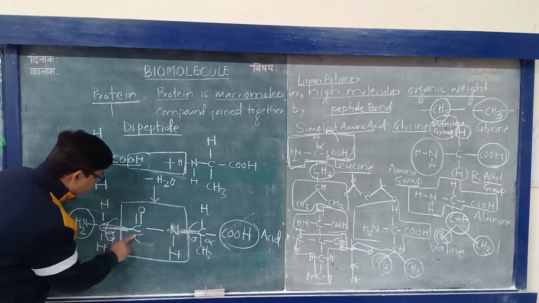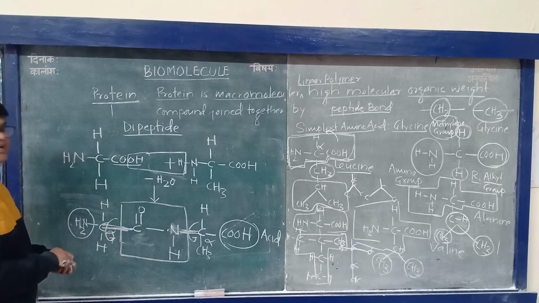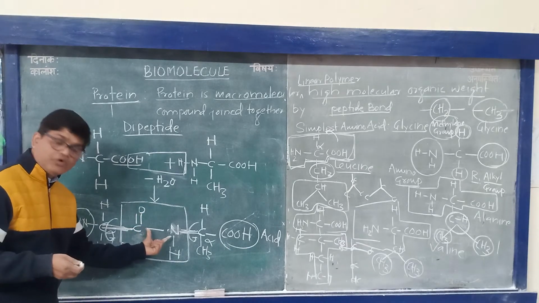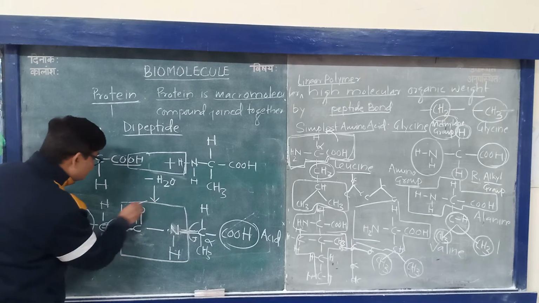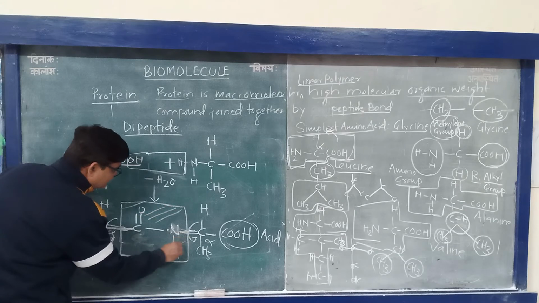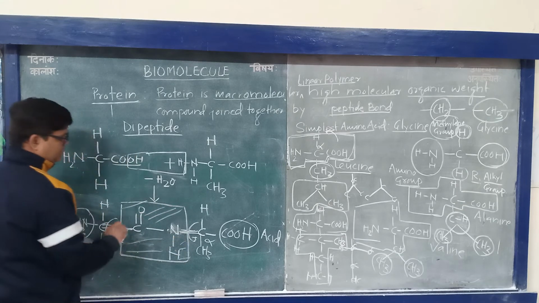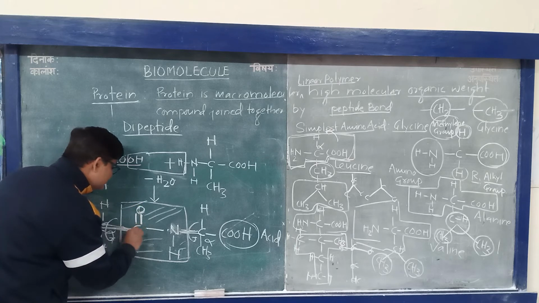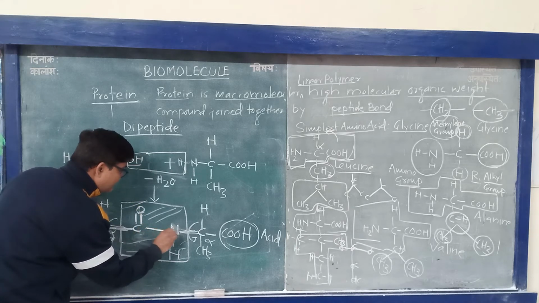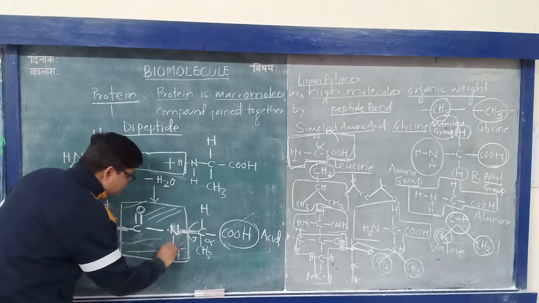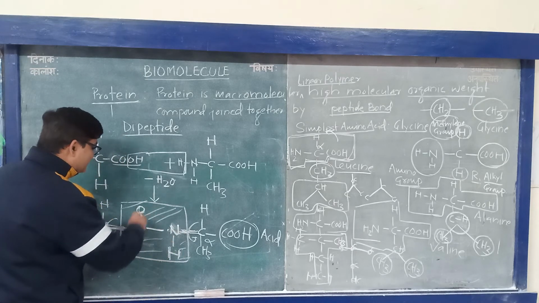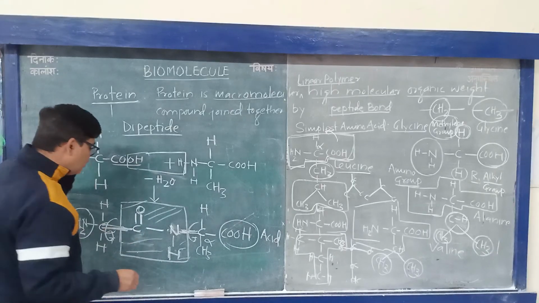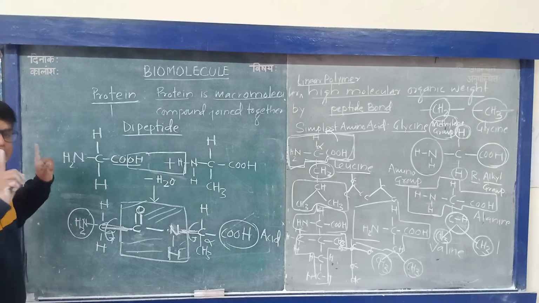The rest will remain in one plane. That bond will not rotate. So this will remain in the whole plane. So you will find this is CO and this is N, H, CO and H. That whole structure is known as the peptide bond. So you try to know what a peptide bond is.